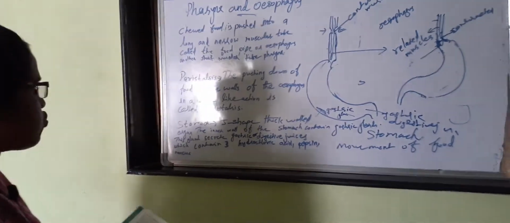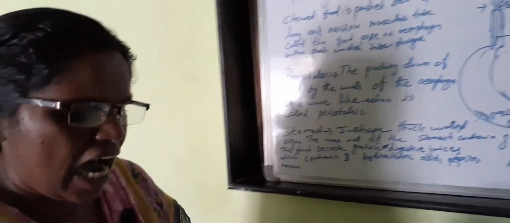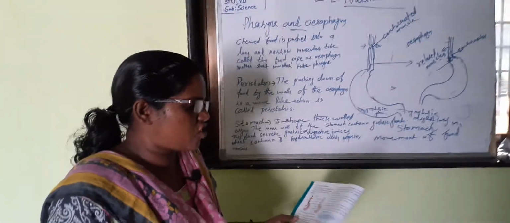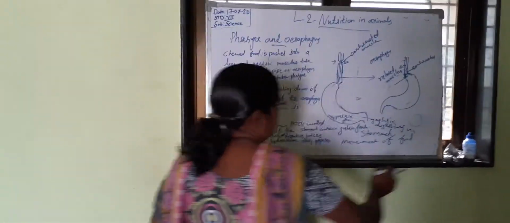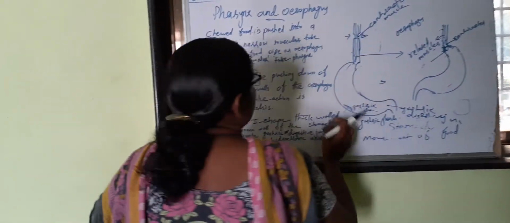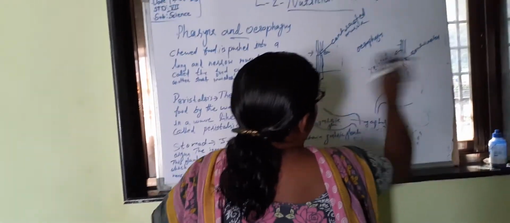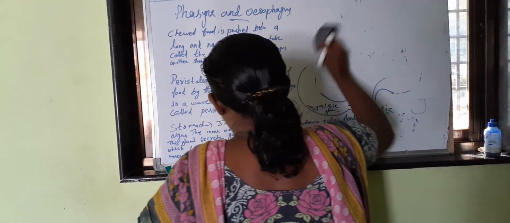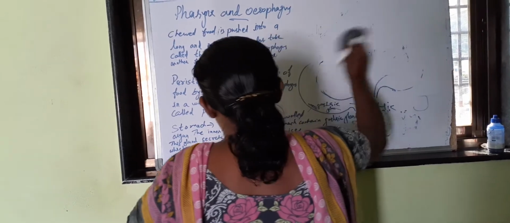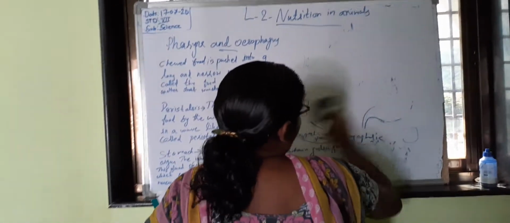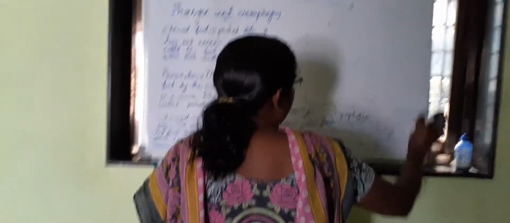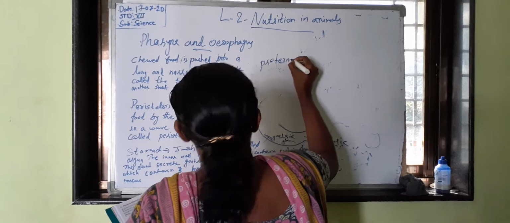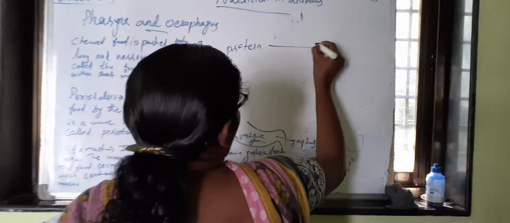Next one, pepsin. Pepsin works in an acidic medium. Pepsin digests proteins in the food to form simple soluble substances called peptones. So this is protein, and this is peptone.